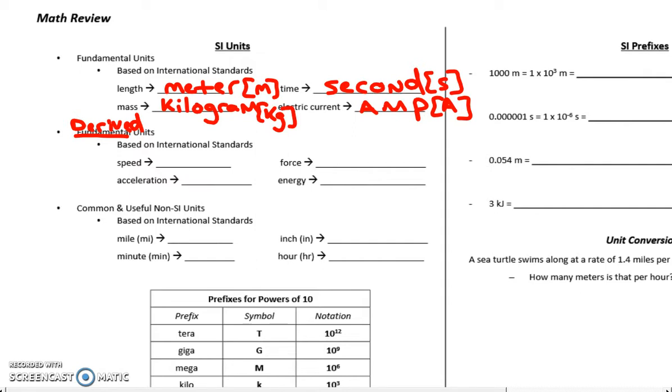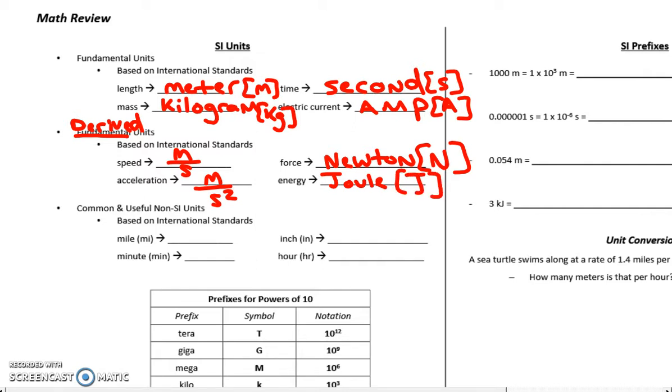So for speed, we already discussed a meter over a second. For acceleration, we have meter per second per second, often noted as meter over second squared. For force, we have the unit called a Newton, named after Sir Isaac Newton, and we will write it with a capital N. And then energy, something that you probably remember from chemistry, is the unit of a joule, noted with a capital J. And so these are all combinations of the fundamental units.